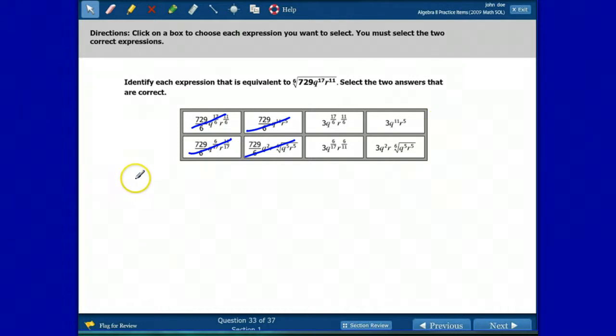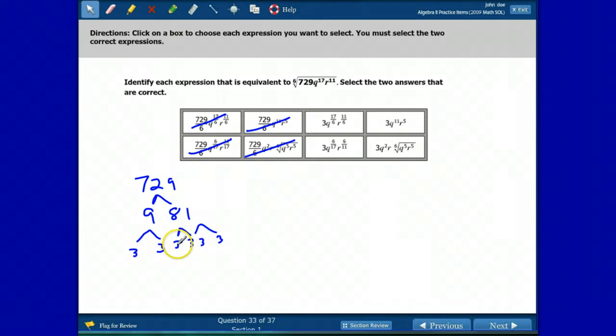Let's break up the numbers, and then we'll break up the letters. 729, break it up any way you can. Let me do 9 times 81. So I'm going to take out a 3. Oh, I'm going to have lots of 3s. 3, 3, 3, 3. 2, 4, 6 3s. Hey, that's good because all of these things have 3s in them. So 3's coming out and there's nothing left of the number.